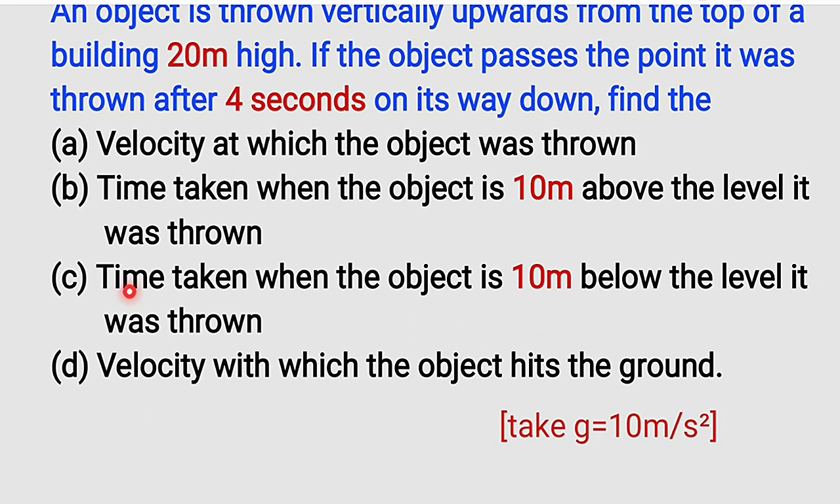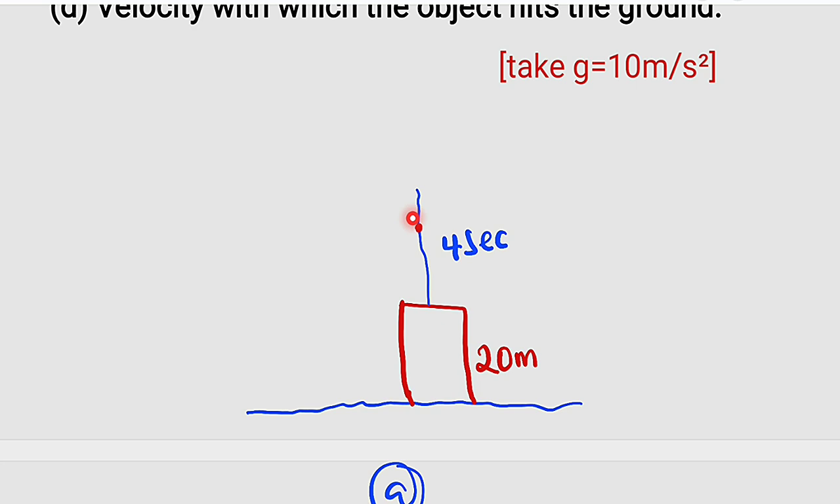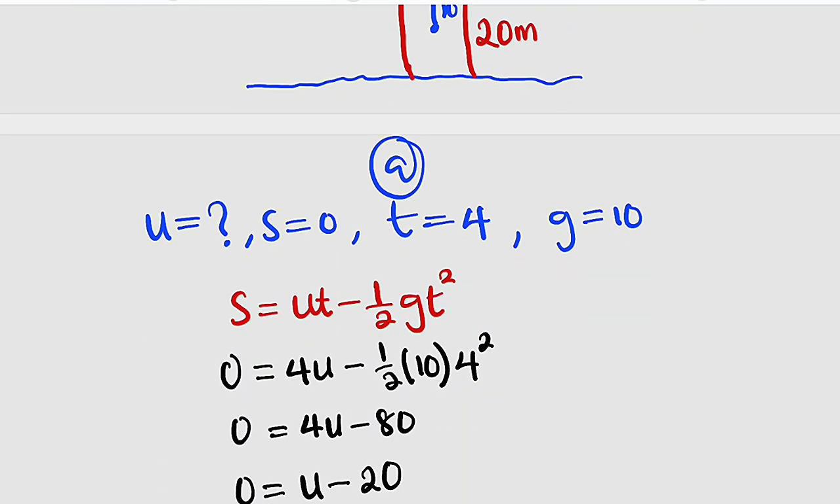The C part, we are asked to find the time taken when the object is 10 meters below the level it was thrown. Remember, if it goes up to the maximum, it comes down, it will continue moving down till it hits the ground level. So at 10, halfway, right? At 10 meters, you can see it is a downward movement. Therefore, the displacement is going to be negative 10.